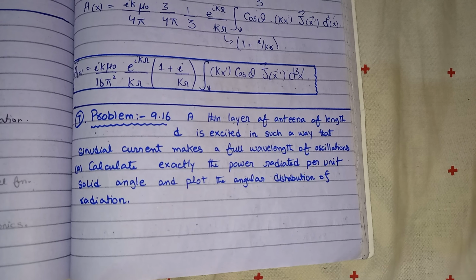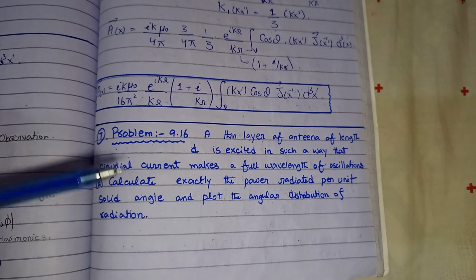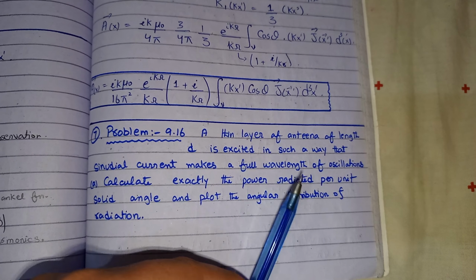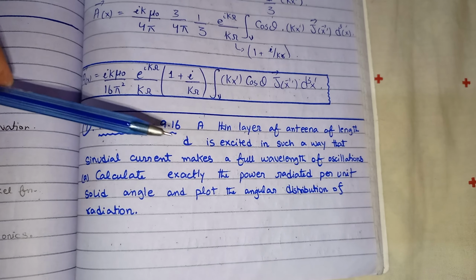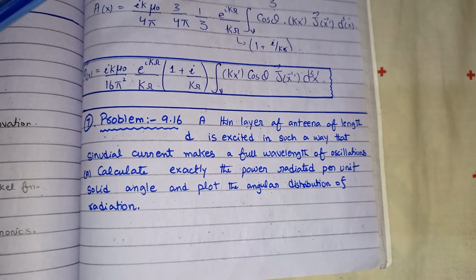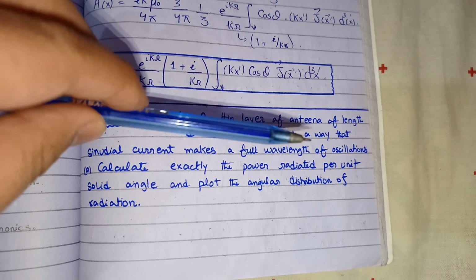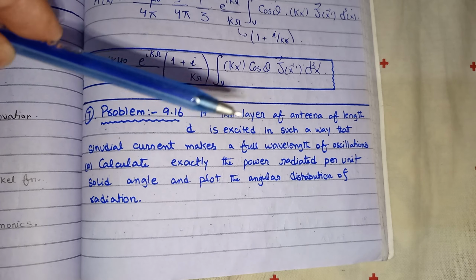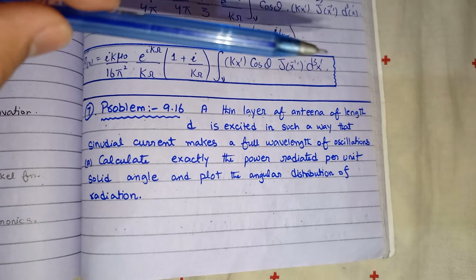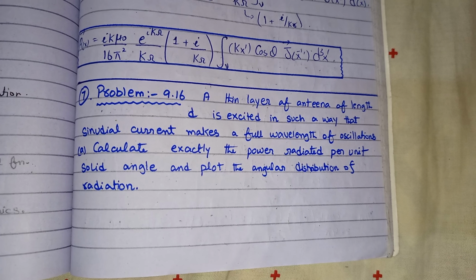Okay, so the problem is: a thin linear antenna of length d, excited by a sinusoidal current, makes a full wavelength of oscillation. In the first part, you have to calculate exactly the power radiated per unit solid angle, and the angular distribution of the radiation.